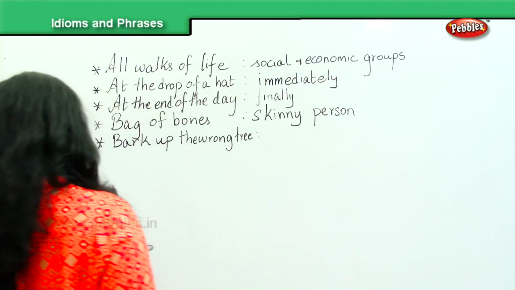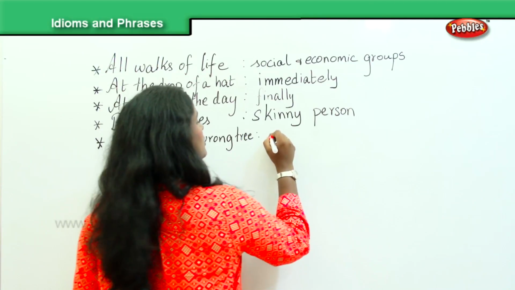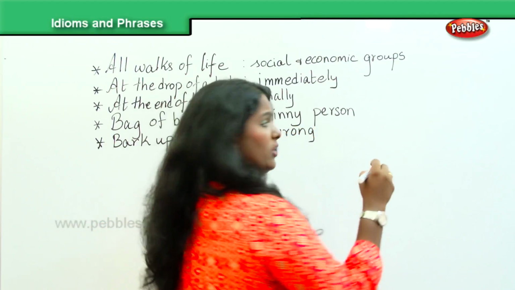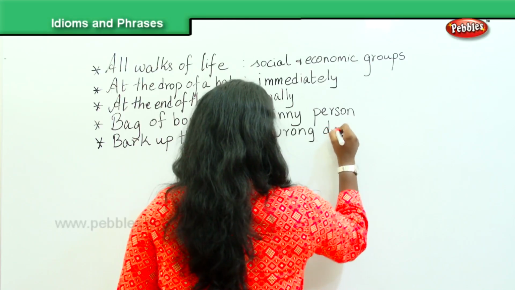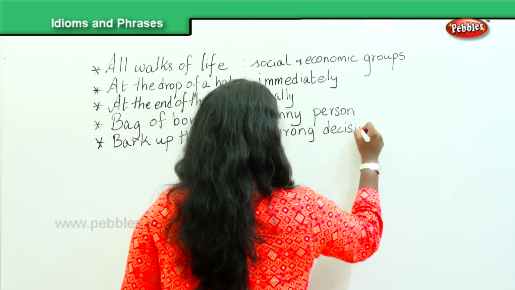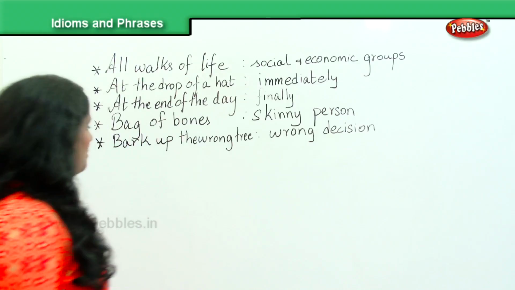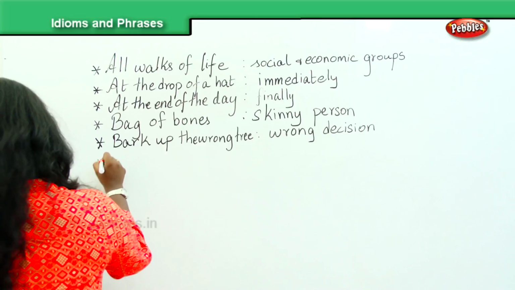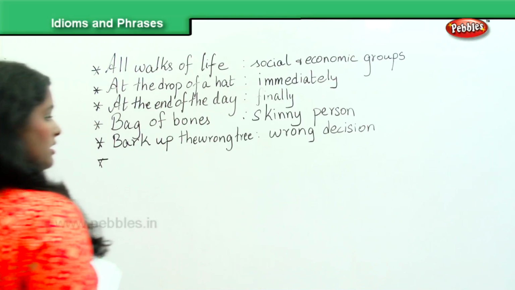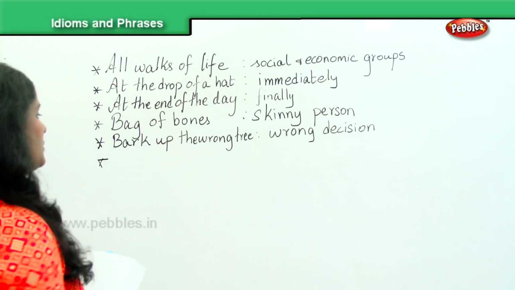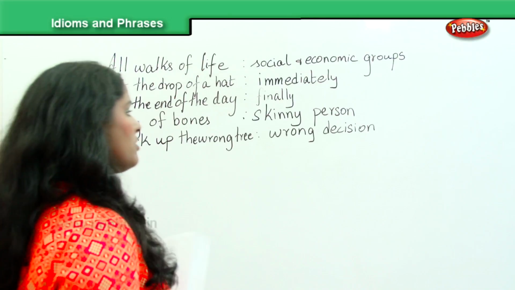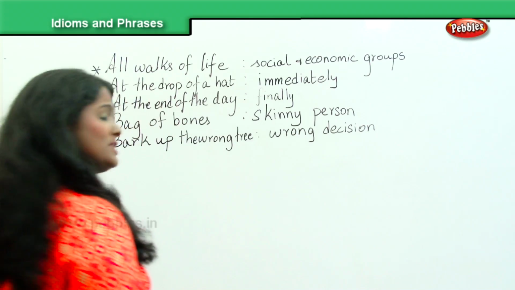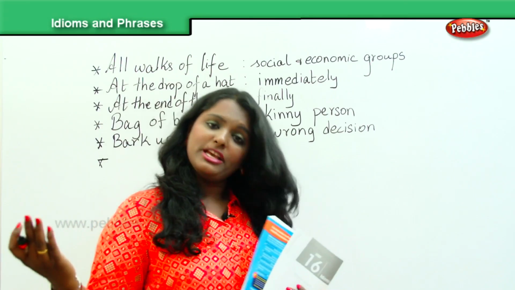Bark up the wrong tree, which means not climbing up any tree, okay? It means making a wrong decision. Bark up the wrong tree means making a wrong decision. If you're going to ask me for one example for this, I would say he had barked up the wrong tree by making friends with her. Which means what? He has made a wrong decision by being friends with her.